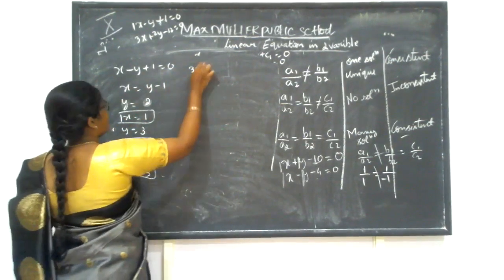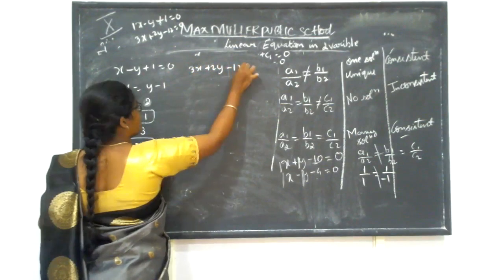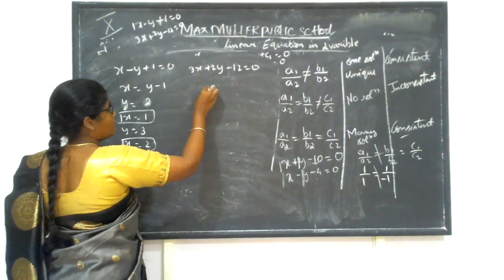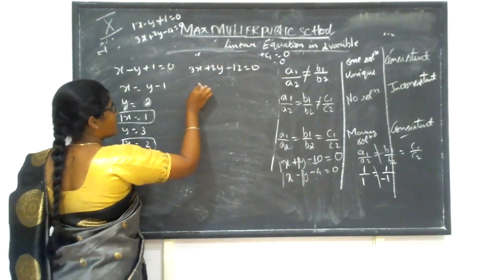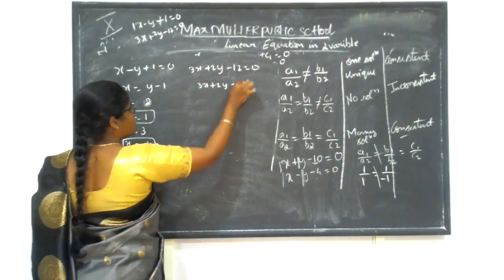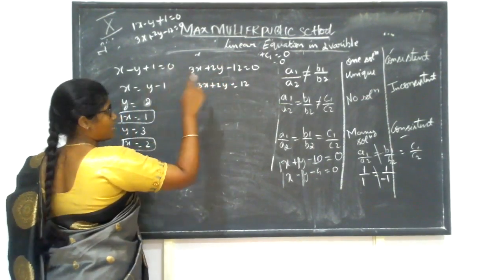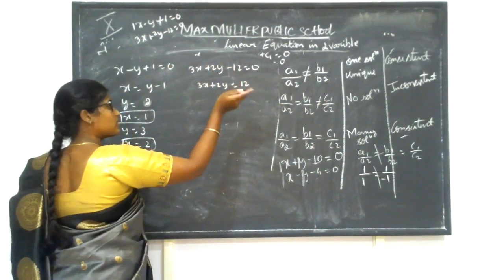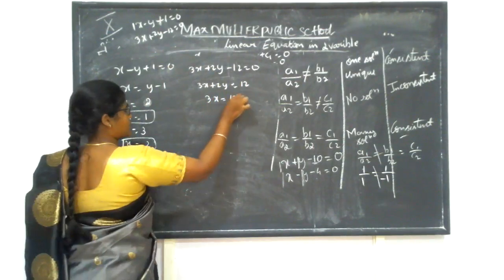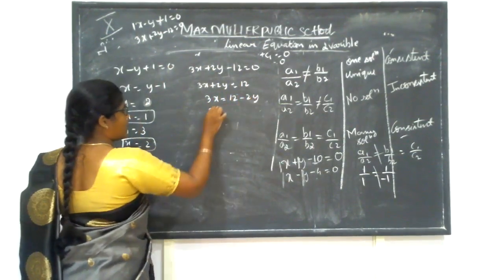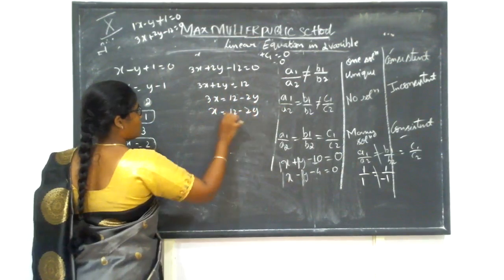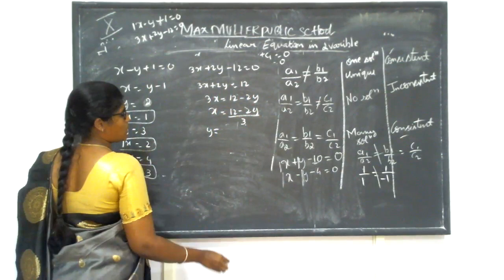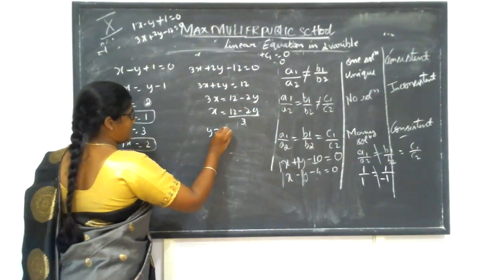Then the next one is 3x plus 2y minus 12 is equal to 0. Then you shift that to the other side, and it becomes 3x plus 2y equal to 12. Then you decide whether you want x or y. If you want y, keep y here and take x to that side. If you want x here, keep x here and take y to that side. Minus 2y. Then x is equal to 12 minus 2y divided by 3. Okay, then take y.